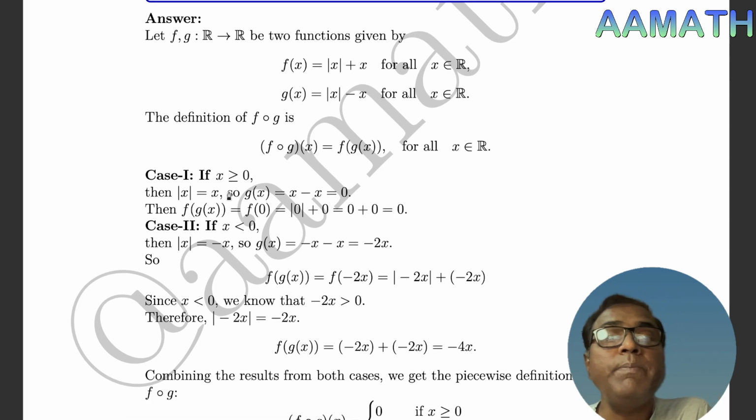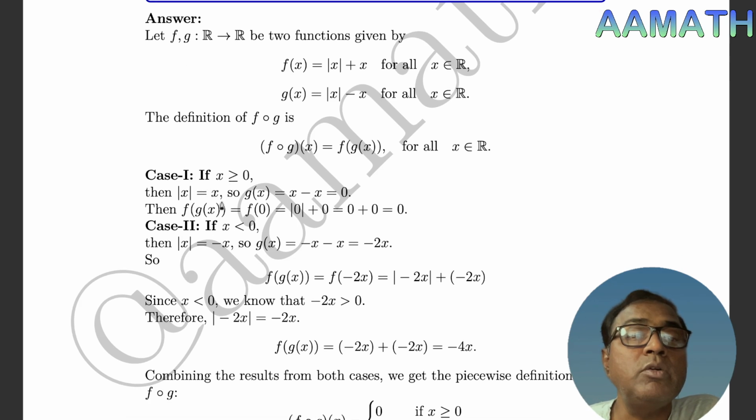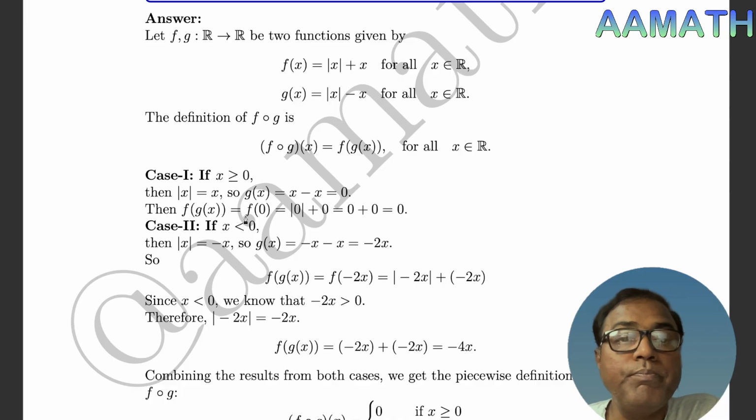Now case 1, if x is greater than or equal to 0, so |x| equals x, so g(x) equals x minus x, because |x| equals x, so this equals 0. So f(g(x)) equals f(0), so |0| plus 0, that's equal to 0.